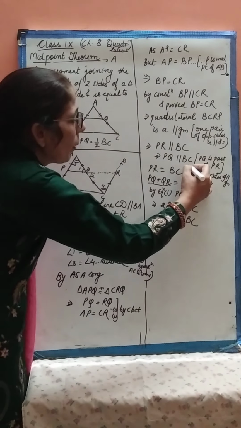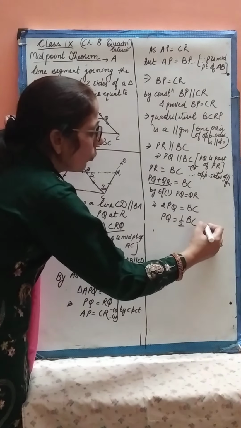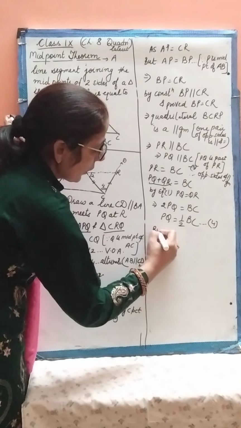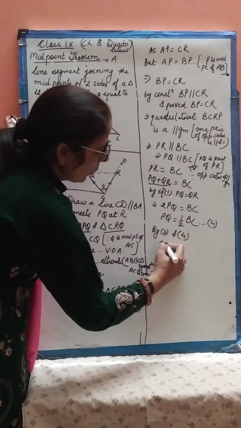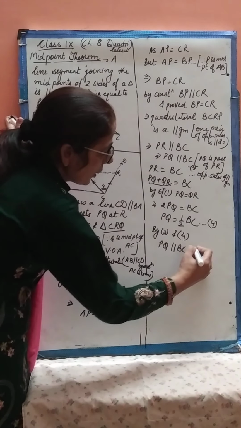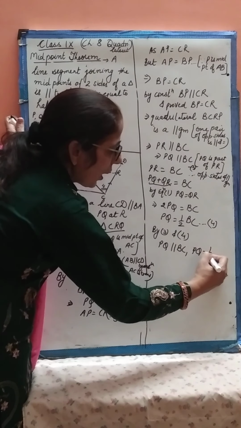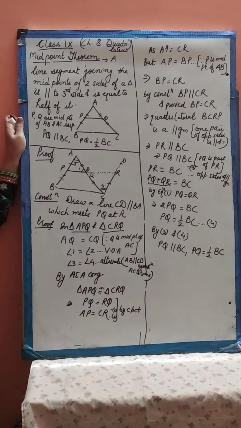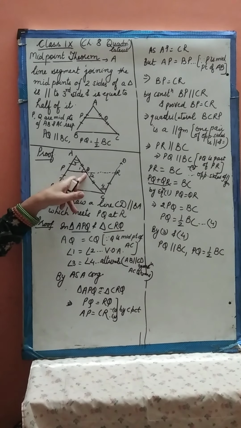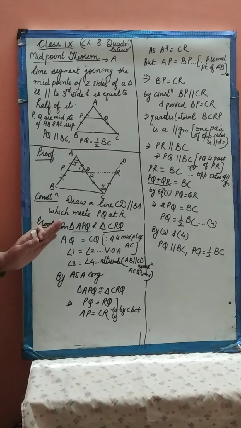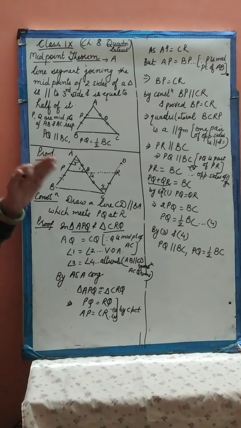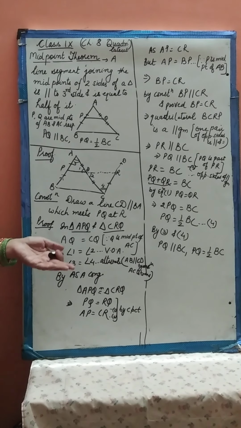So by 3 and 4, PQ is parallel to BC, PQ is equal to half of BC. This is what we wanted to prove, that a line segment joining the midpoints of two sides is parallel to the third side and is equal to half of it. This is a very important theorem. You have to learn its result, because this result is going to be used many times in the next exercise.